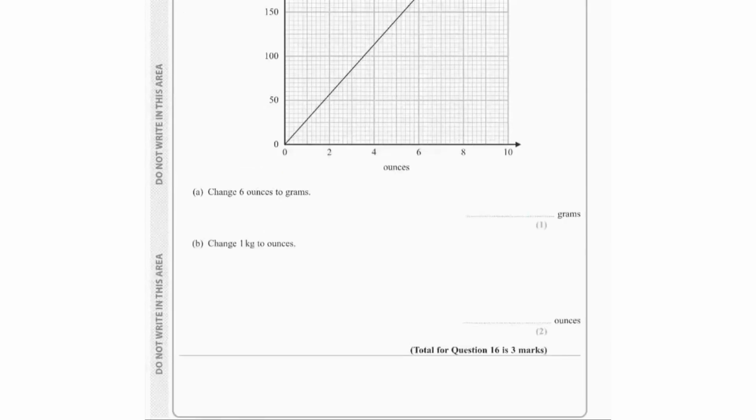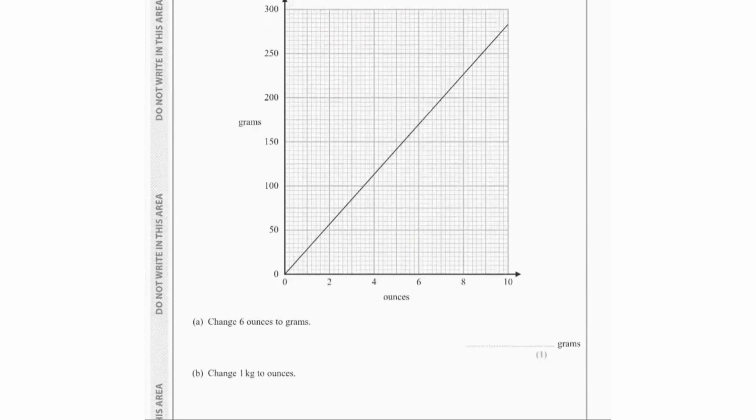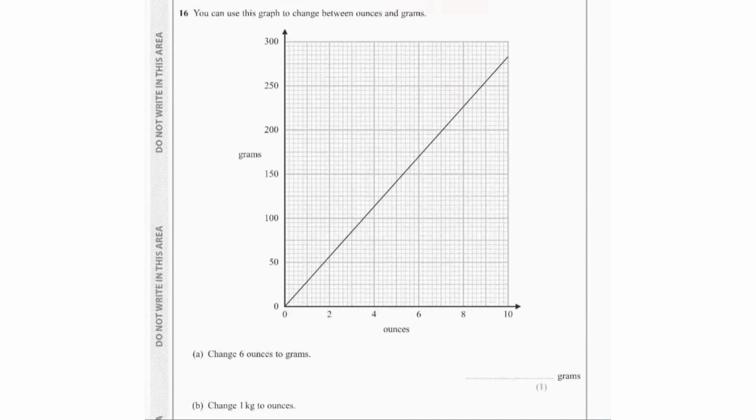Then it says change 1 kg to ounces. So 1 kg is 1000 grams. Since 1 kg is equal to 1000 grams, what we can do is find the value for 100 grams. So 100 grams is over here.